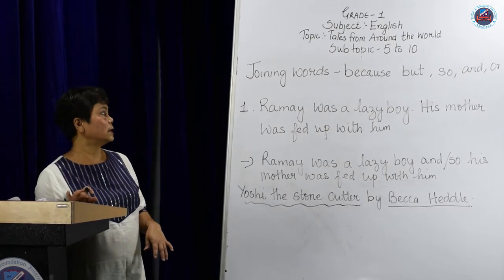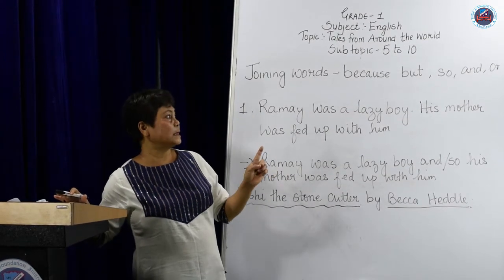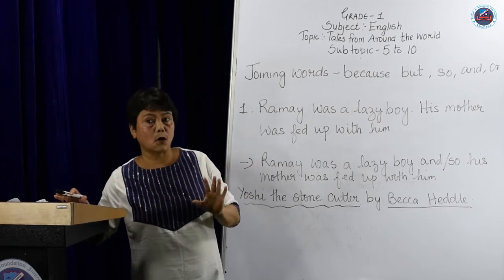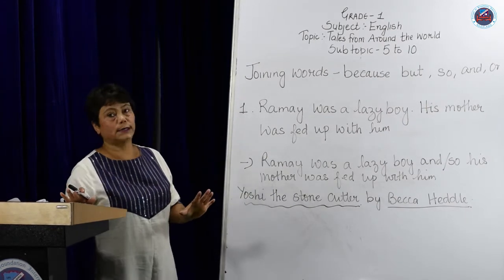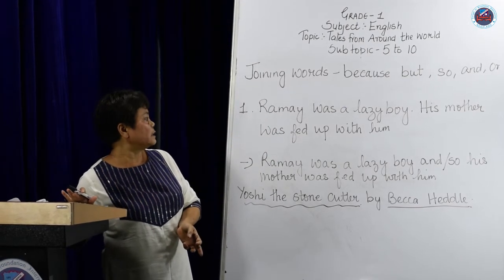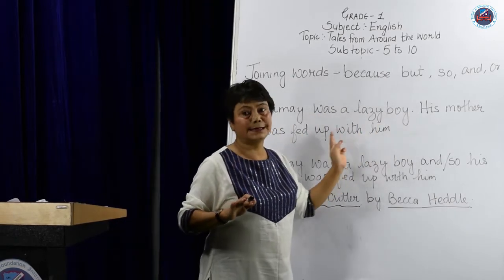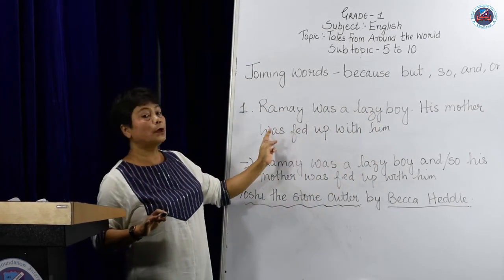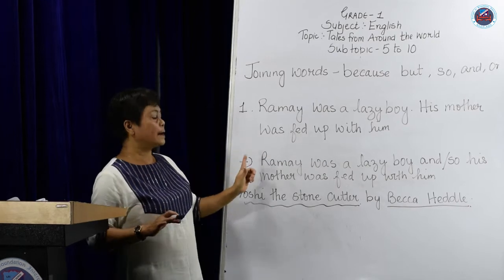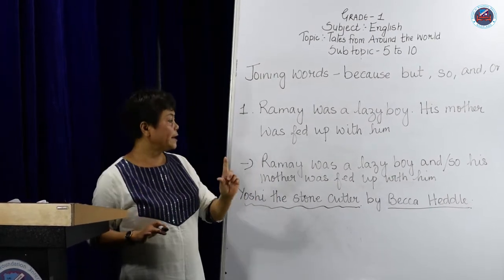Now we are going to learn joining words. What are joining words? The words because, but, so, and, or, they are joining words. Now we have got: Rame was a lazy boy. His mother was fed up with him. We have got two simple sentences. So how will we make them into one sentence? We can make one sentence by using a joining word.